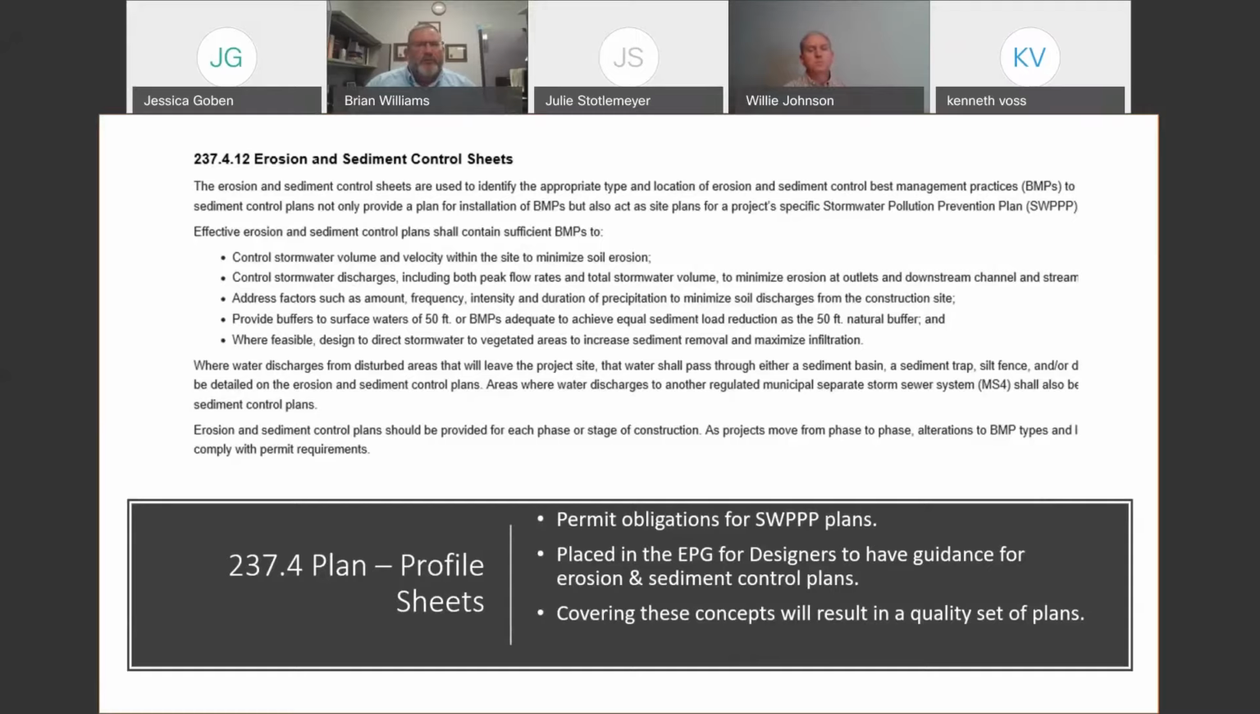Okay, the whole concept of BMPs being in place where water is going to leave the site. Okay, the permit requires that any water that leaves our site passes through a suitable sediment impoundment. That reference is in this section of the EPG. So I encourage you to go out and take a look at that. It's good information. It's a good reference point.